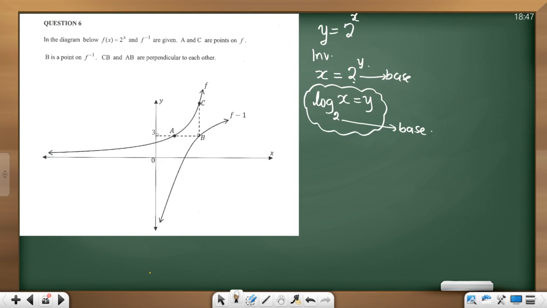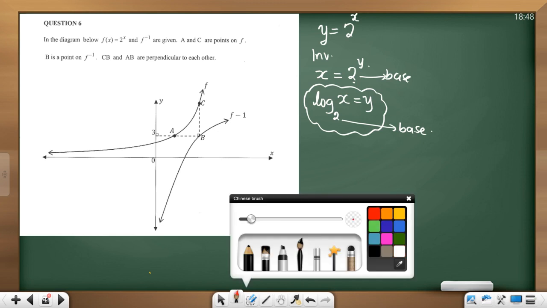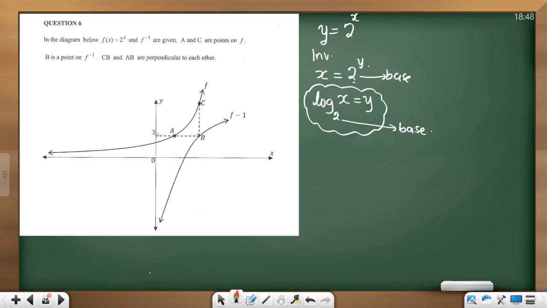Interesting. For 5 marks. Oh, I see what to do. Find the length of AB. Look at this interesting concept. I can get the length of AB if I know the x values. But both values for y are 3. So let's work on our f of x. y equals 2 to the power x.